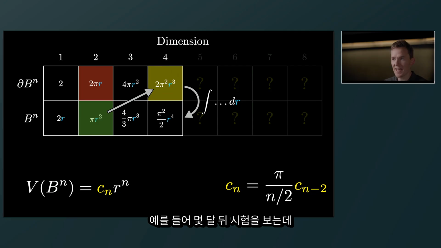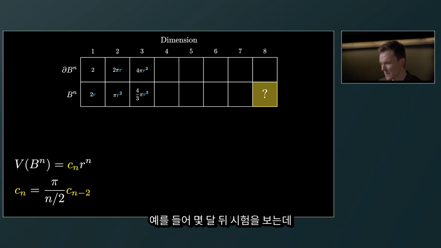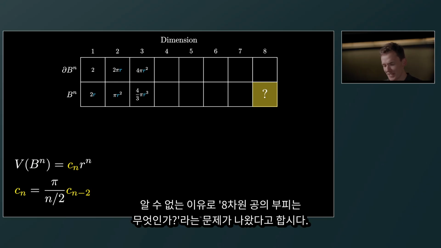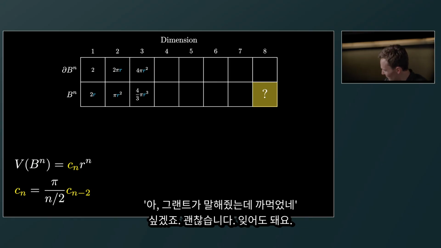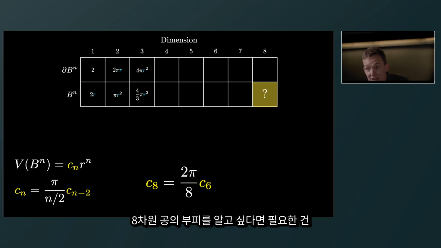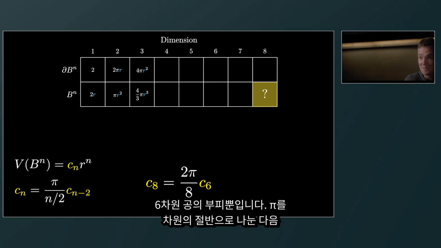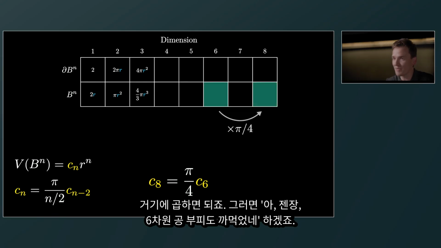For example, let's say a couple months from now, you find yourself in one of your exams. For some unbeknownst reason, your exam asks, what is the volume of an 8-dimensional ball? And you're like, Grant told me this, but I forgot. Don't worry. It's okay if you forget, because all you need to know, if you want to know the volume of an 8-dimensional ball, is the volume of a 6-dimensional ball. You take pi divided by half the dimensions and then multiply it by that.